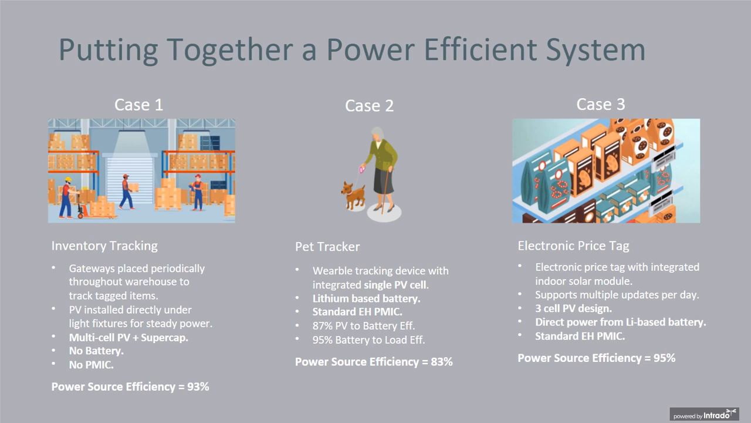And then finally, an electronic price tag. Retail environments are very bright and have lots of devices that could potentially use solar. So the price tag is a really great use case. The lighting on the edge of a shelf is pretty regular. You don't run into a whole lot of irregularities. So we can use a 3-cell PV design to optimize efficiency of the boost converter. Then let's say we can directly power that device from the battery, and we'll use a standard energy harvesting PMIC. So the overall system efficiency is 95%.